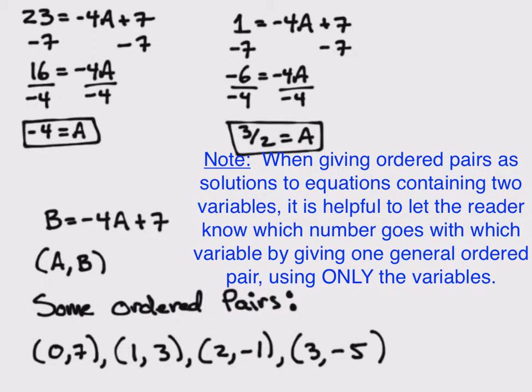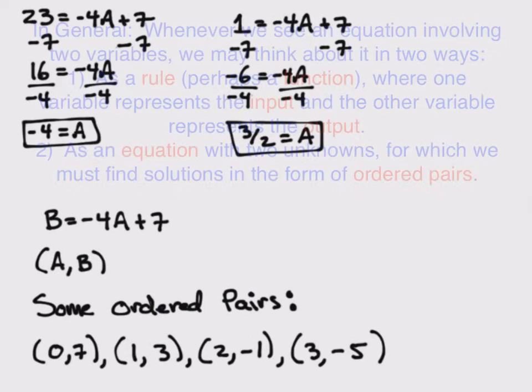Alright, so here are 4 ordered pairs, such that if you substituted those numbers in for their respective variables, that equation will be made true. Note to self, there are going to be infinitely many ordered pairs.